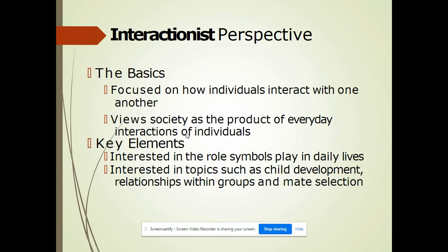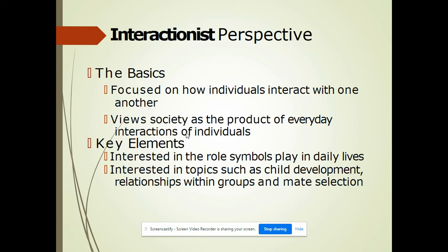The key elements are that it is interested in the role symbols play in our daily lives, and interested in topics such as child development, relationships within groups, and mate selection. So, in the interactionist perspective, we're going to think about all these things and how they interact together to make society function.